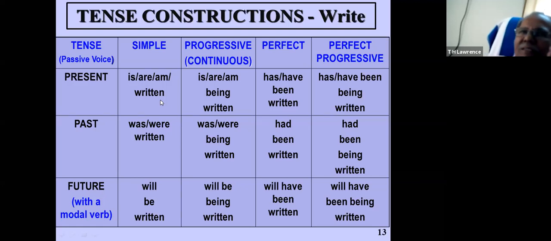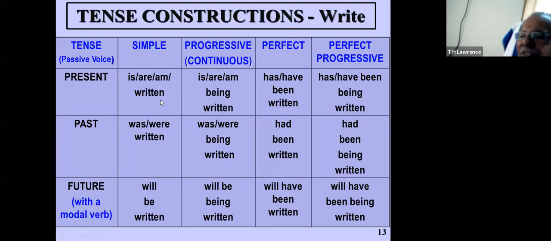Now come to past, where you will find was written or were written. In the progressive form, you will find was being written or were being written. And the perfect, you will find had been written. And the perfect progressive, you will find had been being written. Now come to future. How do you see it in the active? Will write. That has changed into will be written. And the progressive, how do you see it? Will be writing. That has changed into will be being written.